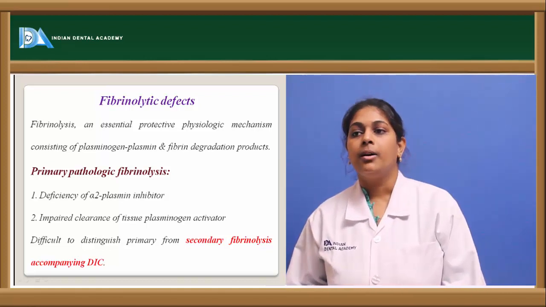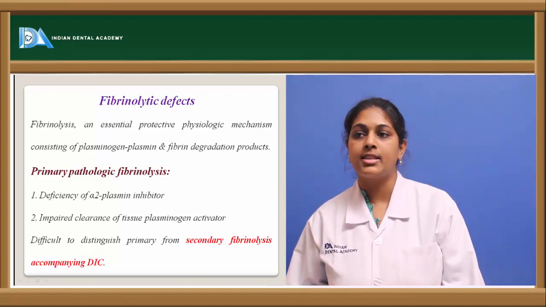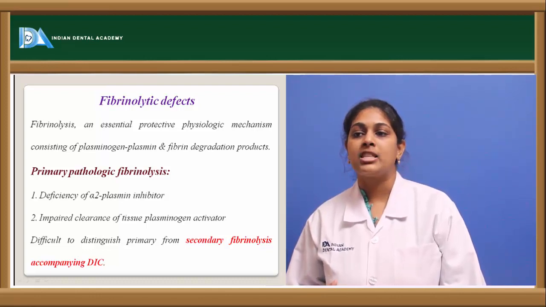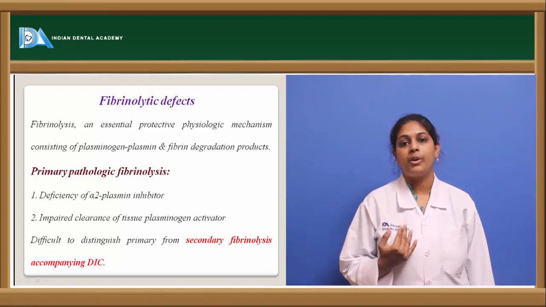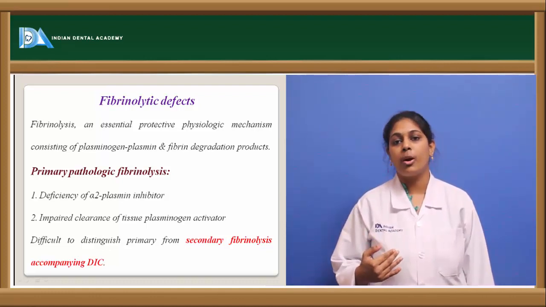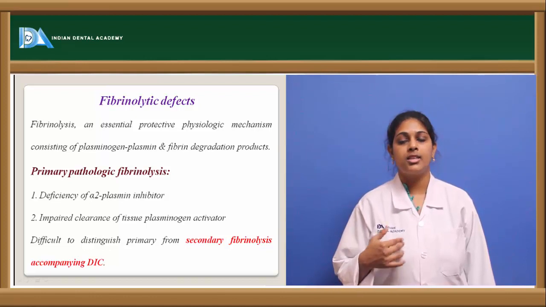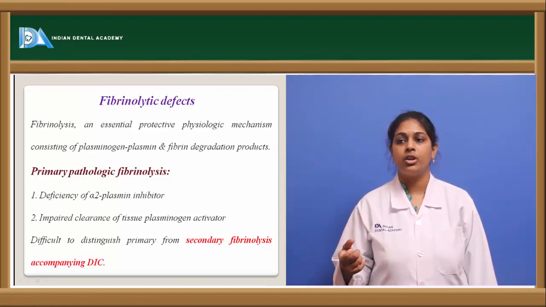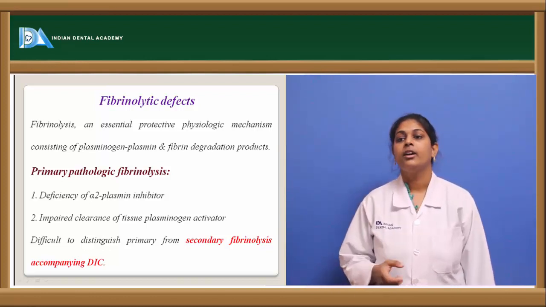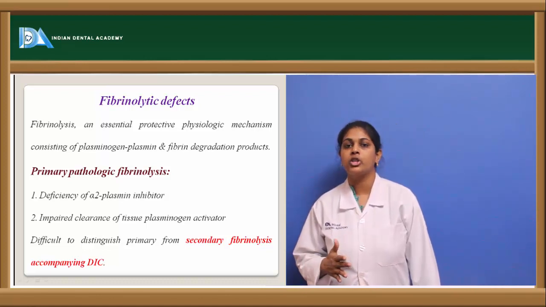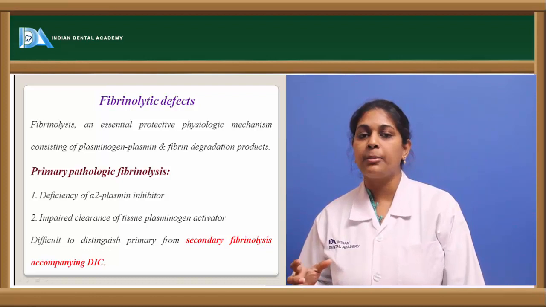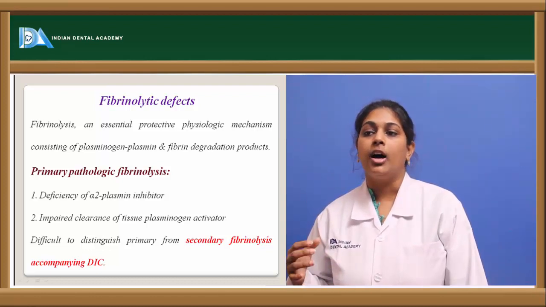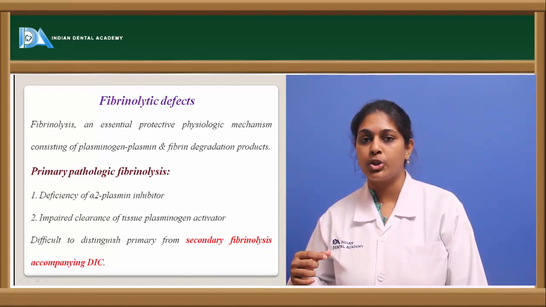And this primary pathologic fibrinolysis is usually because of the deficiency of the alpha-2 plasmin inhibitor, which is usually involved in the conversion of plasminogen to plasmin, which thereby results in formation of a fibrin plug. So there is deficiency of this alpha-2 plasmin inhibitor, which thereby results in alteration in the formation of the fibrin plug.